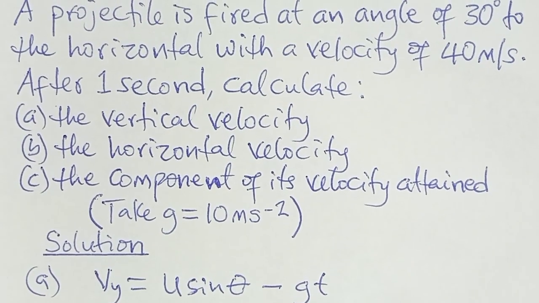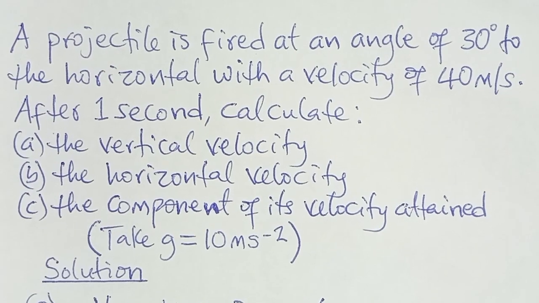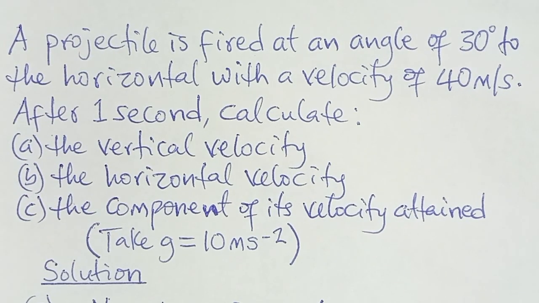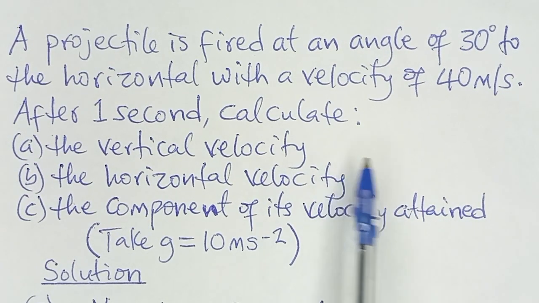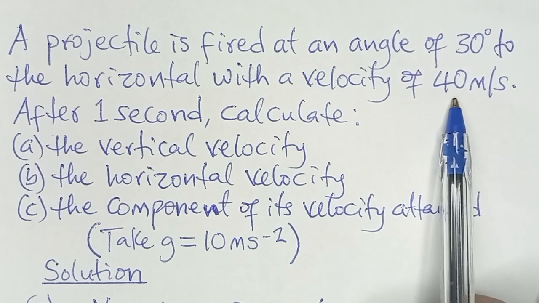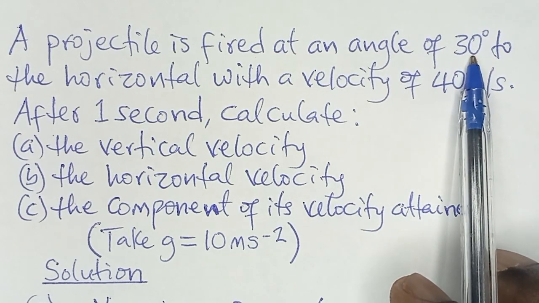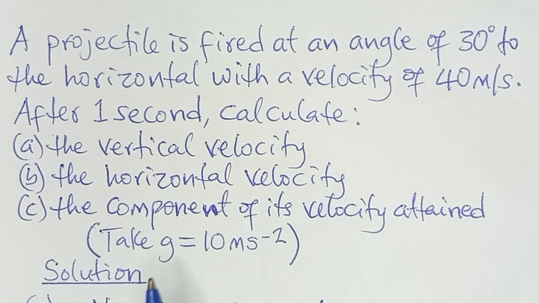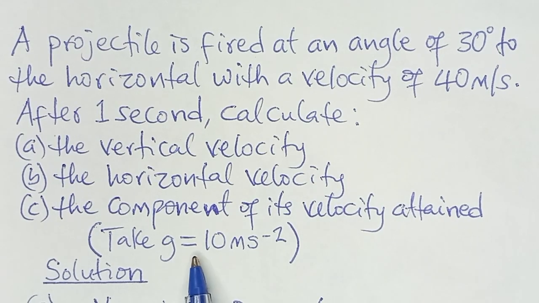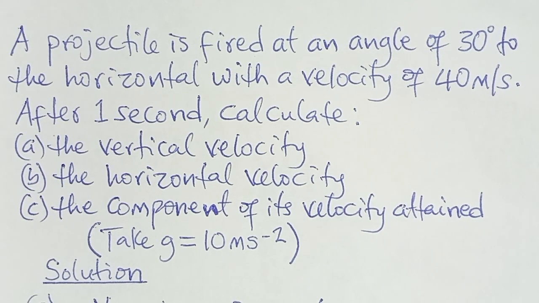So now, the value of the initial velocity U is 40, as you can see here. So the initial velocity is 40 and the angle is 30 degrees. We are given acceleration due to gravity as 10. So we can now substitute our values.